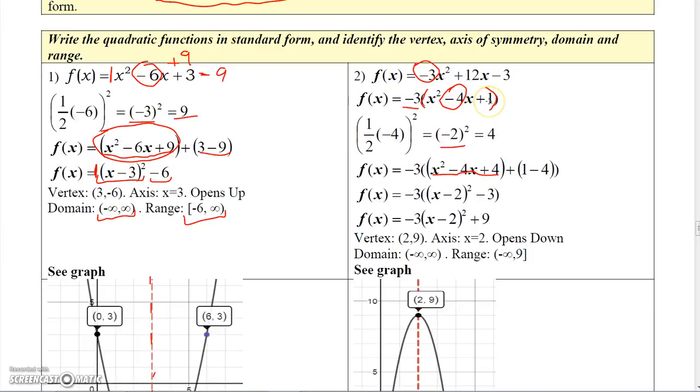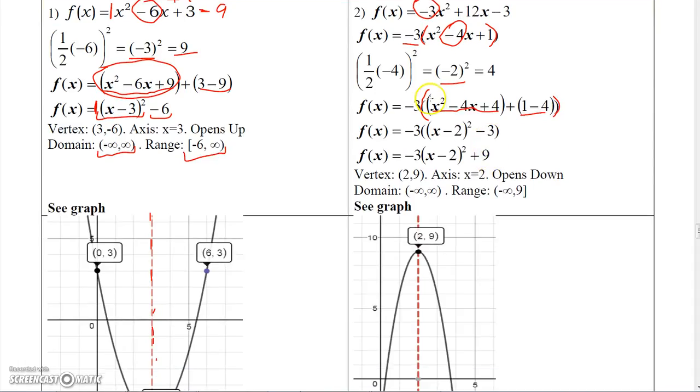Now remember, I had a 1 right here, so I've got to take away 4 from that 1. Now remember, I'm still working inside the outer parentheses there. Okay. Now, x squared minus 4x plus 4 is a perfect square trinomial. So that factors into x minus 2 quantity squared. And 1 minus 4 is negative 3.